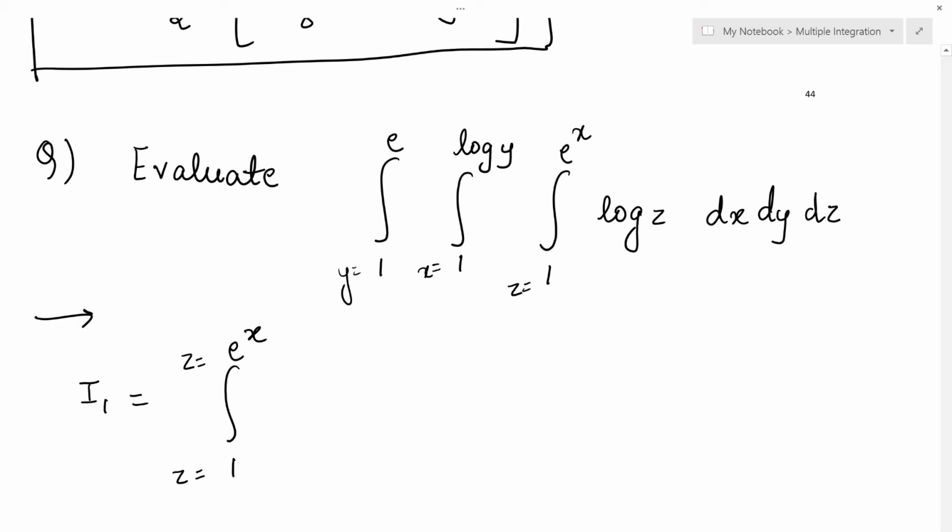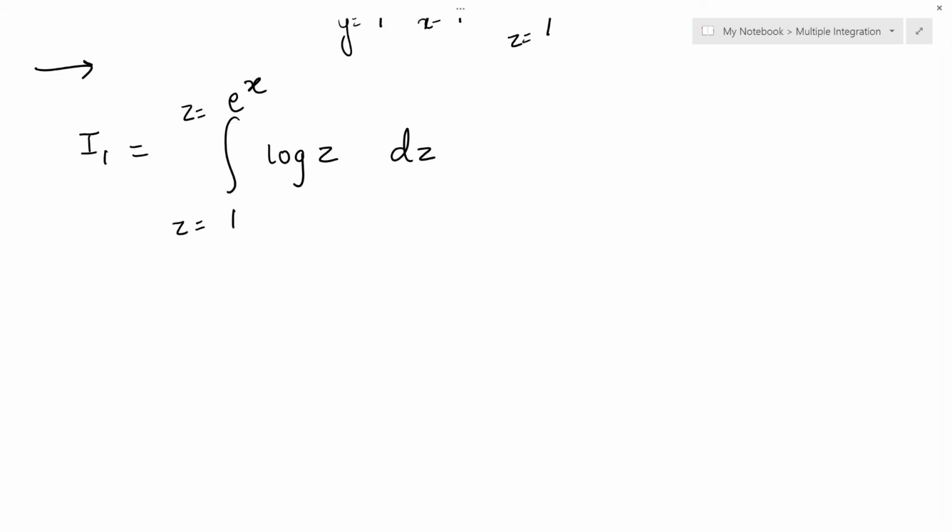So 1 and e raised to x, log of z dz. This is how you will integrate first. Now by parts, you know that logarithm you will multiply by 1 and use the by parts rule. So you use the by parts rule, z log z.